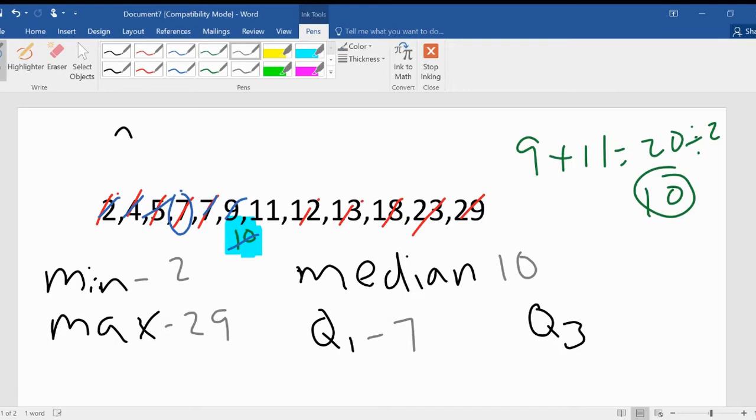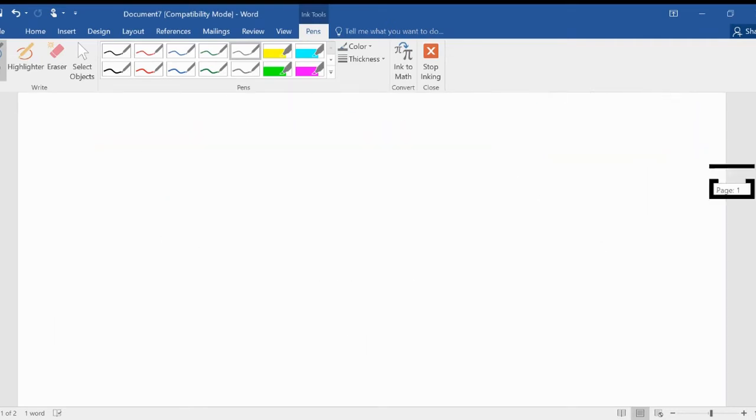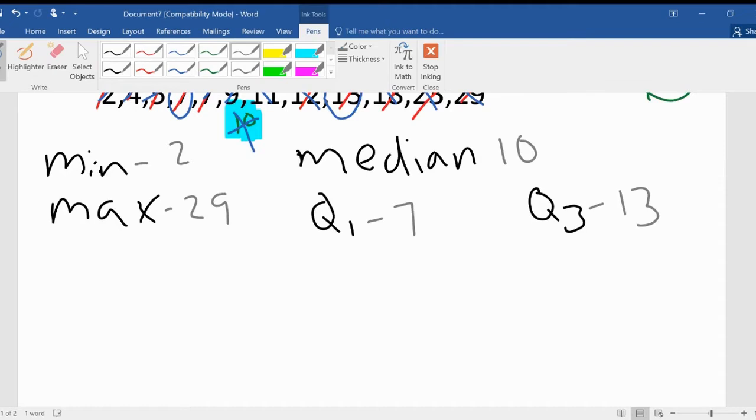To get Q3, which we call the upper quartile, do the same thing with the 10 and the higher number, which is 29. Count off: 10 to 29, 11, 23, 12, 18. So 13 is our Q3. That's our five number summary. We're going to take these five numbers and use them to graph our box and whisker plot. I'm going to start with a number line.